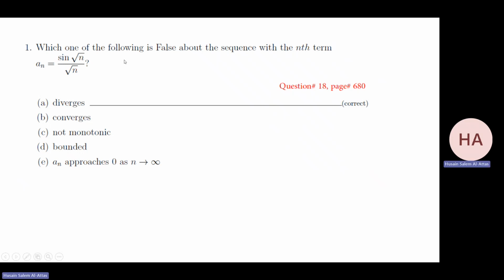Yeah. He wants which of the following is false, not true. False. Okay. By the way, you cannot have, yeah. I have to check this sequence. It will converge or diverge. Yeah, very clear. This sequence will, yeah, will diverge.